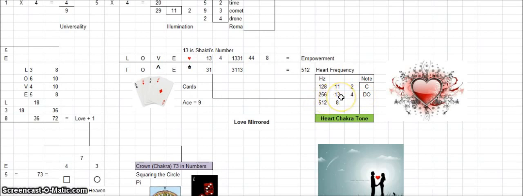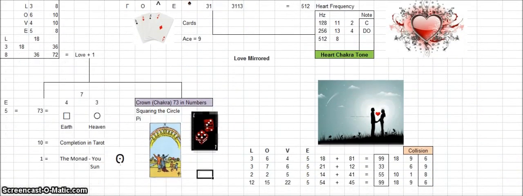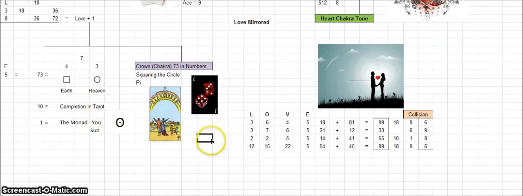As you see, the 13 is there and the 512 is here. And of course, this is your heart chakra tone, which is in the key of C. So now you have 9 becomes 3. And while we're mirroring, I did one more thing. I took love and I mirrored it this direction in each one of its keys. And here you end up with like 2 of a kind coming together.